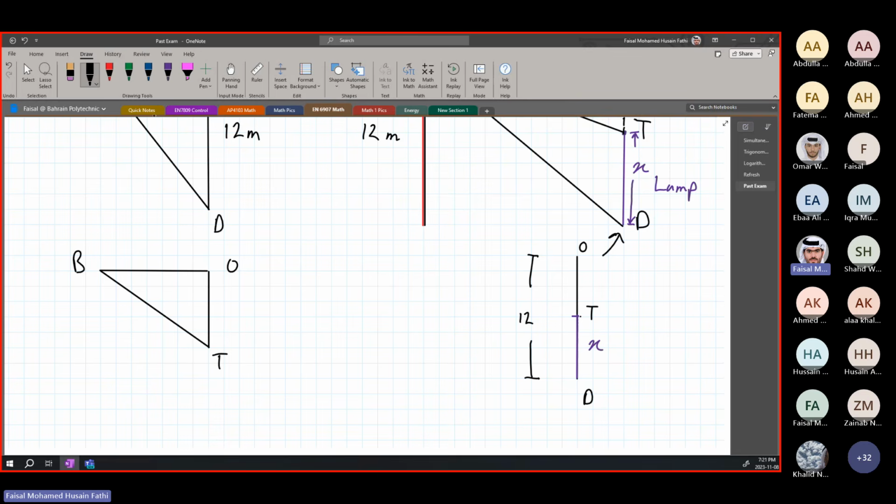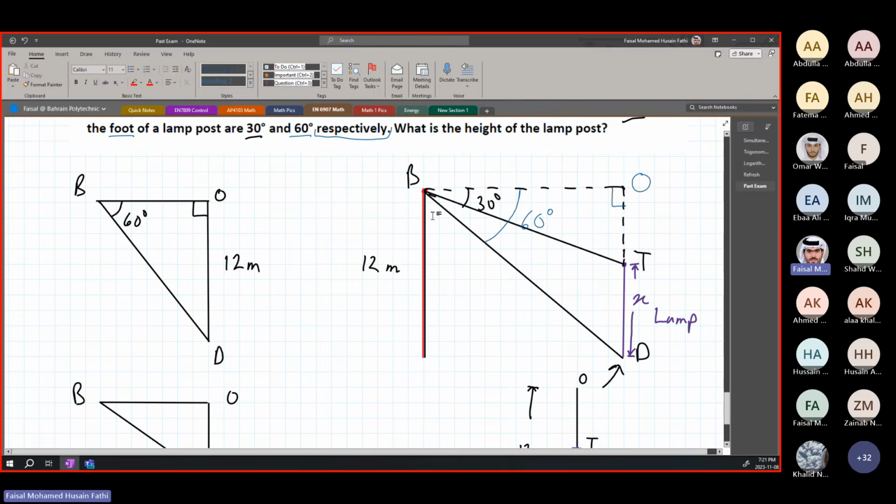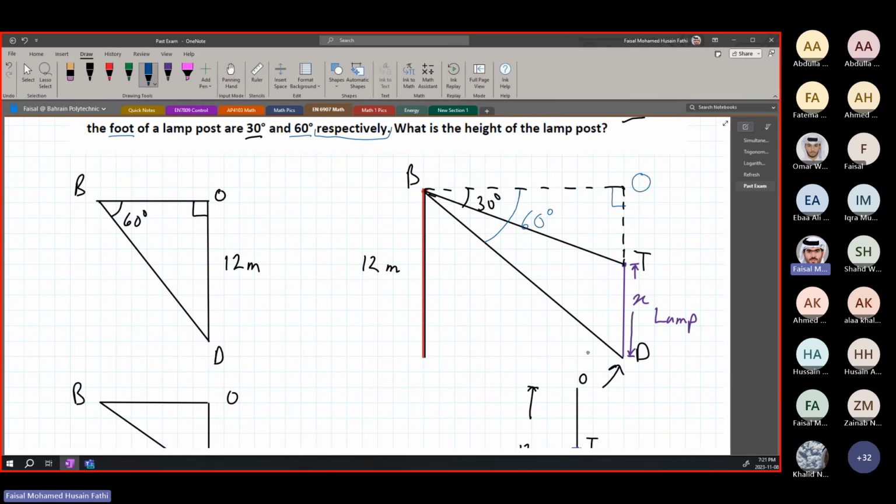It's 12. Why is it 12? It's 12 meters. Why? Because, like we said, when we draw the building, this is from the ground. Okay? This line is our ground. This is just our ground. From the ground, both of them are touching the same ground.